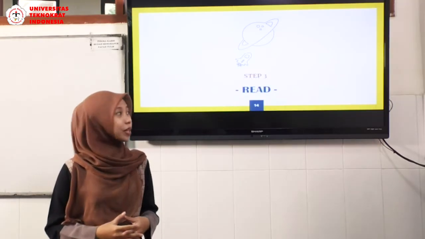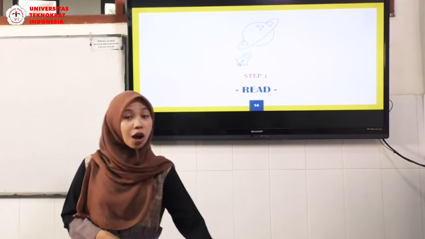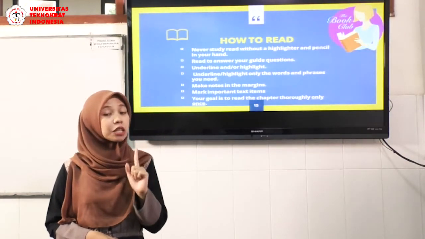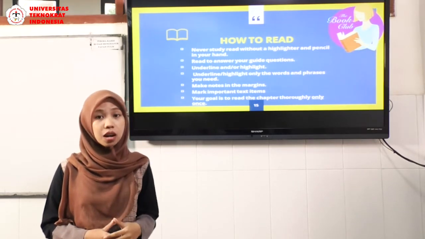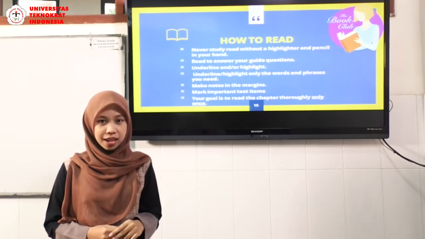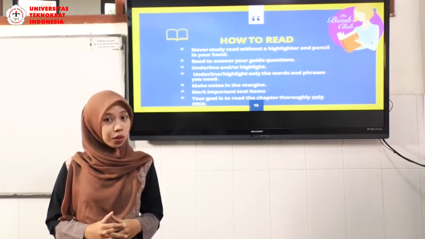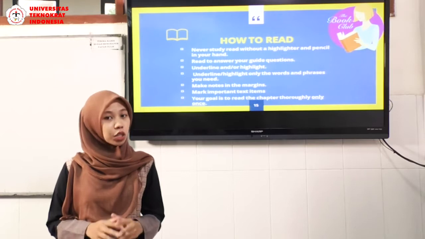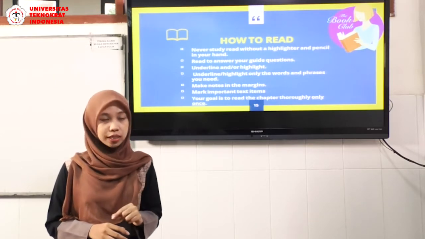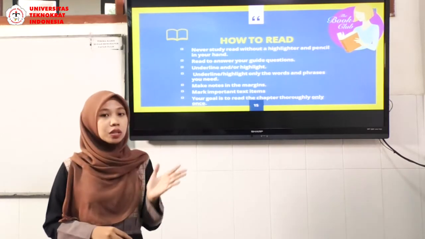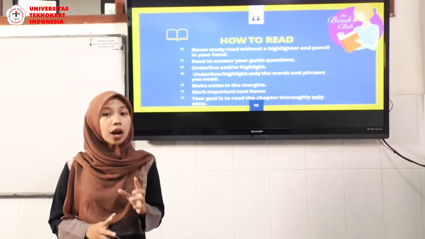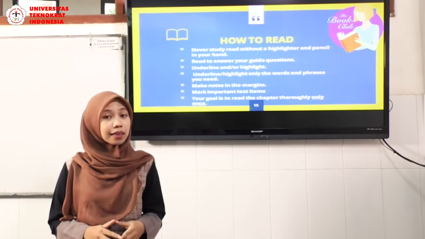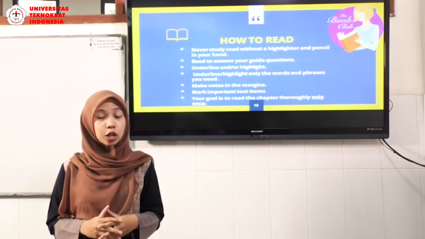The third step is read. So how to read? The first, never study read without a highlighter or pencil in your hand. Read to answer your guide questions for each section and subsection. Rereading is common. Read every word. And then you need to underline and/or highlight. Remember, you need to be selective. Underline or highlight only the words and phrases you need.